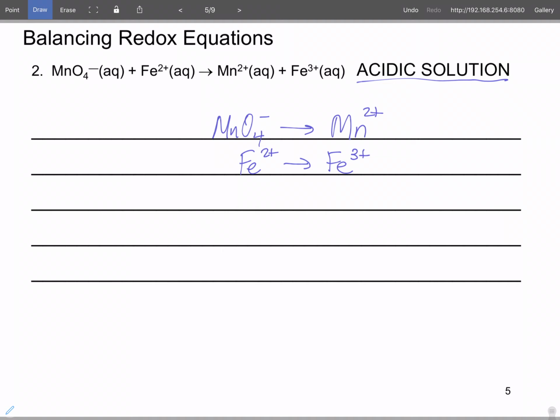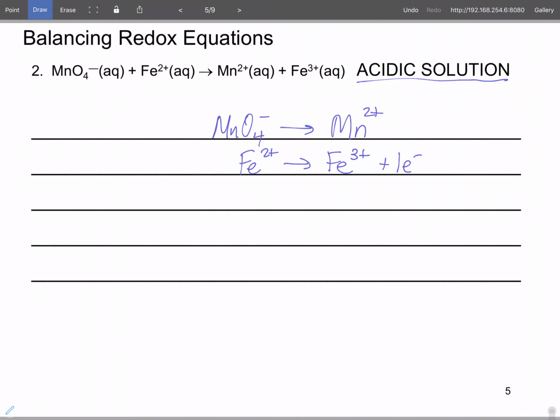Now, on this one, I wrote manganese first, but I'll do the iron first because it's going to be easier because look, it's already mass balanced. But I have to charge balance by putting one electron here. Because 3+ plus 1- gives me 2+. So now mass balanced and charge balanced. Okay, so we're good there.